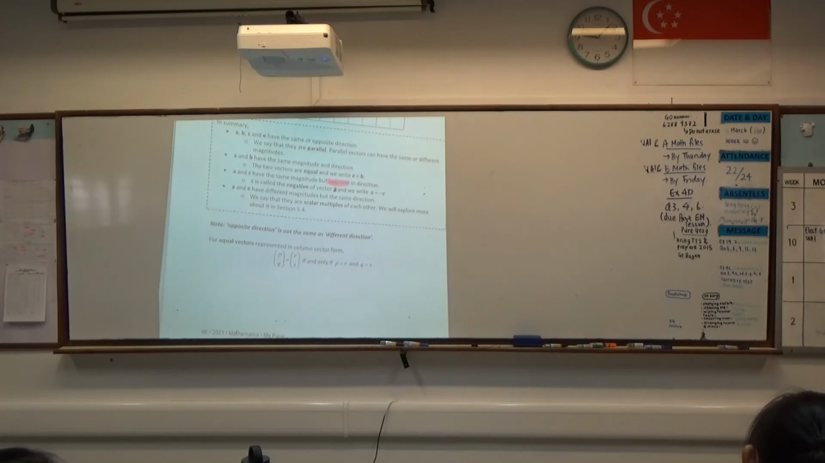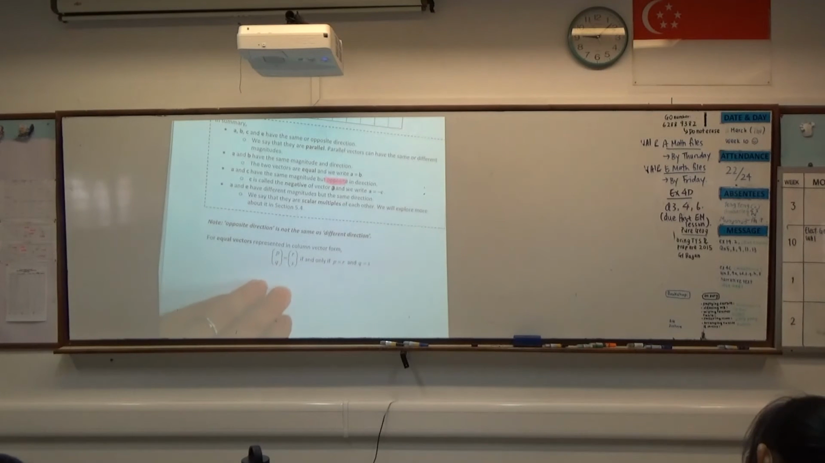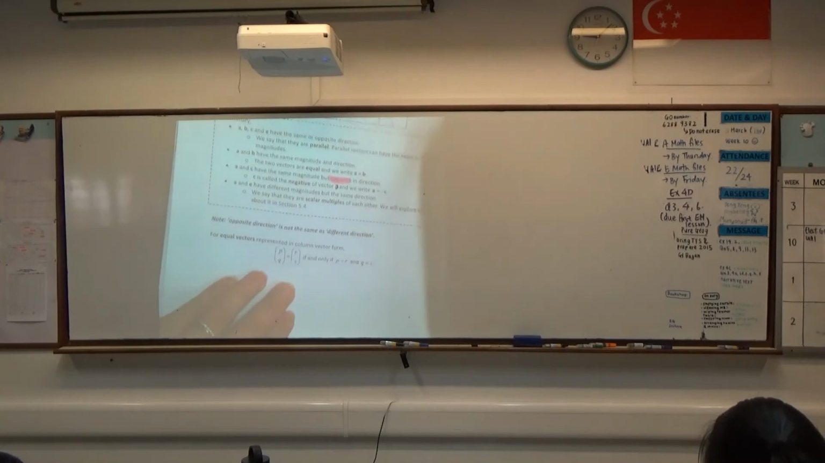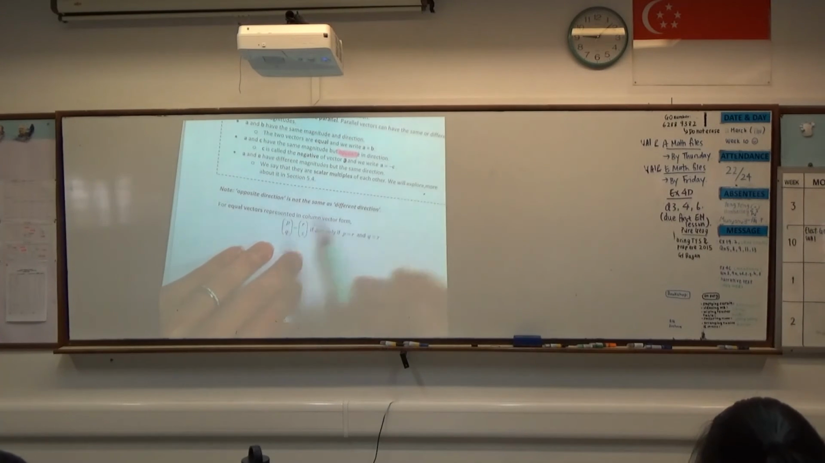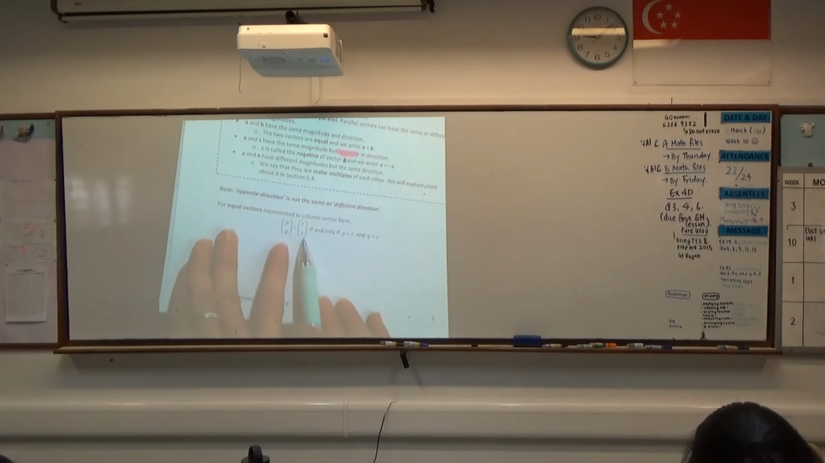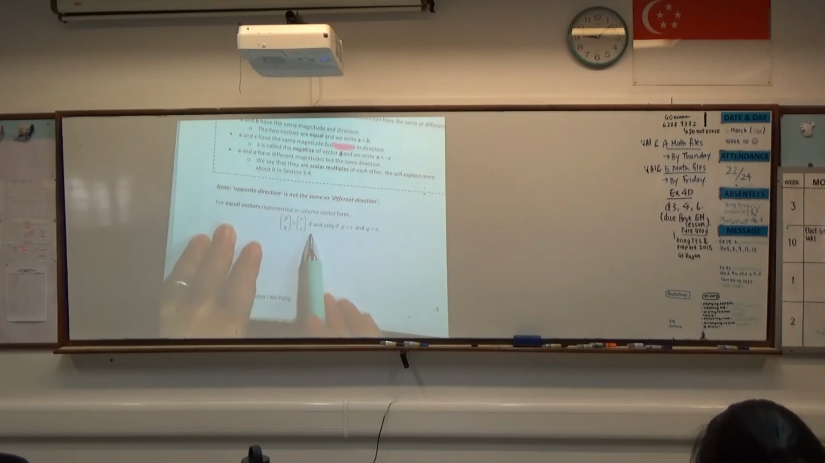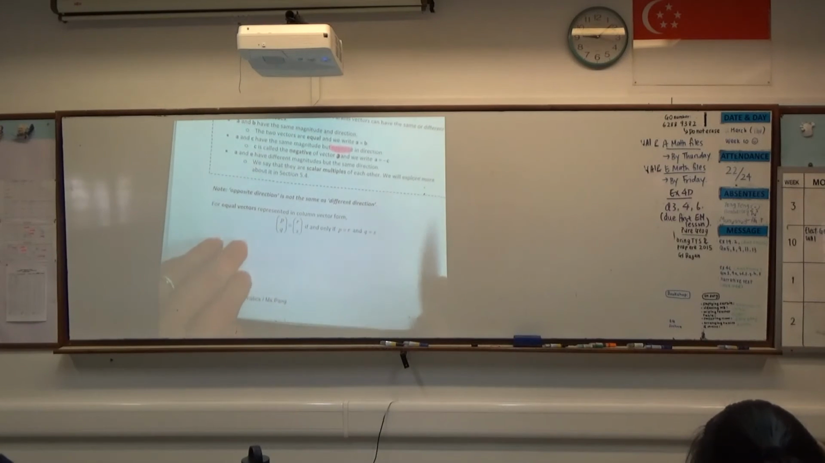Do you understand the idea? We have to be very careful about the words that we're using. Sometimes in our usual conversation, we do say we're going different direction, but actually what we mean is opposite direction. In maths, we are going to be particular about opposite and different. For equal vectors, we represent them in column vector form, and we write it in this manner. That also means the x components are equal and the y components are equal as well, just like how we recognize equal matrices.